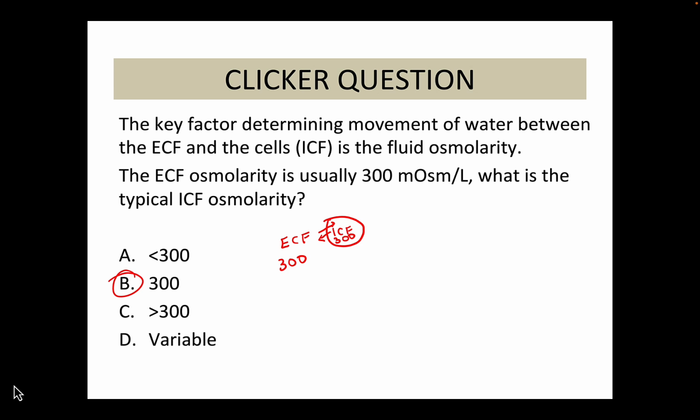Now if we were to, let's say, increase the osmolarity of the ICF to 400 and the outside was much lower, water likes to go where it's more concentrated, where there's more solutes. So that would mean that we'd have net water going into the cell and our cells would swell and possibly burst. So we keep the osmolarity the same.